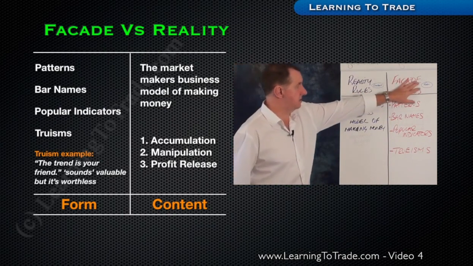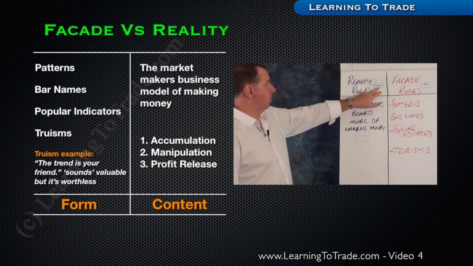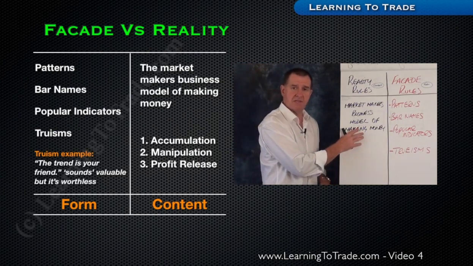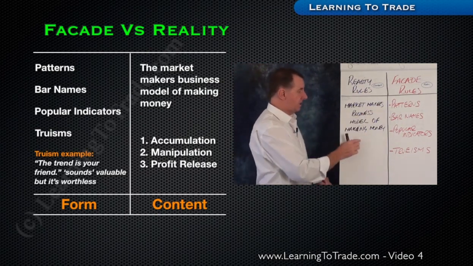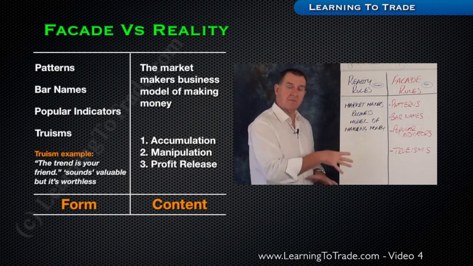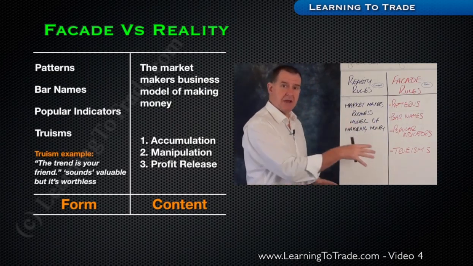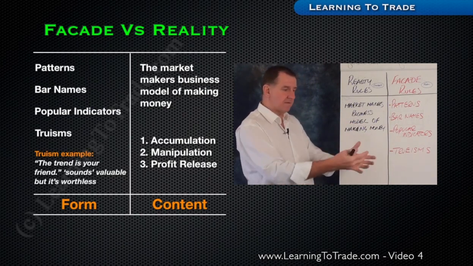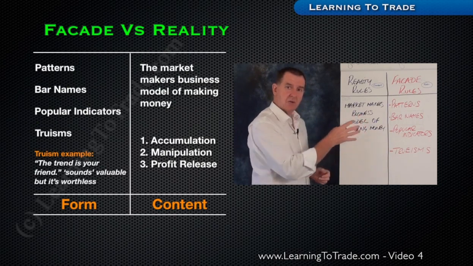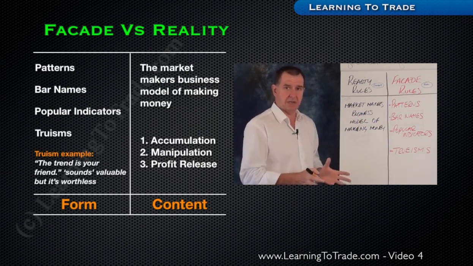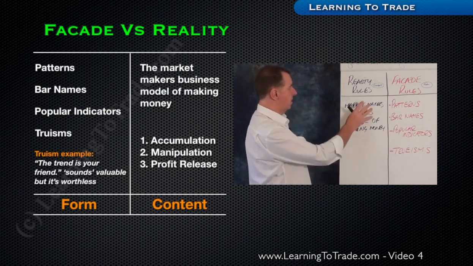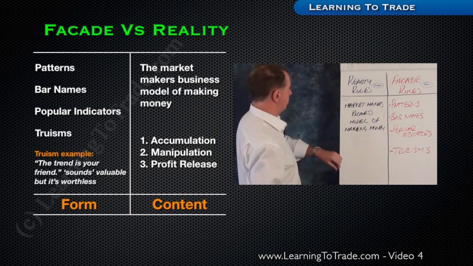And of course, this is the form. If we trade reality rules, the content, very simple. Very, very simple. We're going to be trading the market maker's business model of making money. We're simply going to be working out how the market makers are making money from what is being presented to us today on the chart. Once we understand that, we will make money. It's as simple as that. We don't have to have all these indicators, all these time frame lines. We don't have to do it. All we have to do is do this on here.